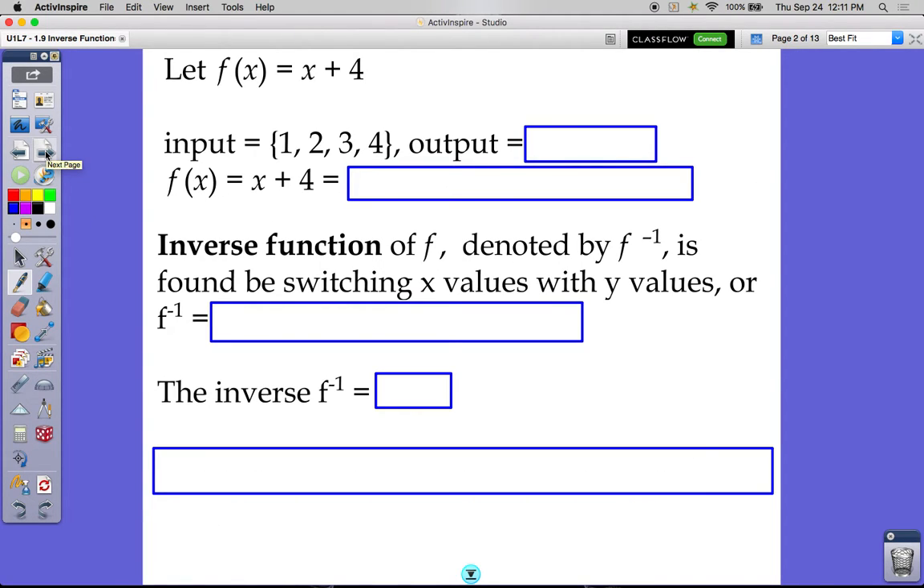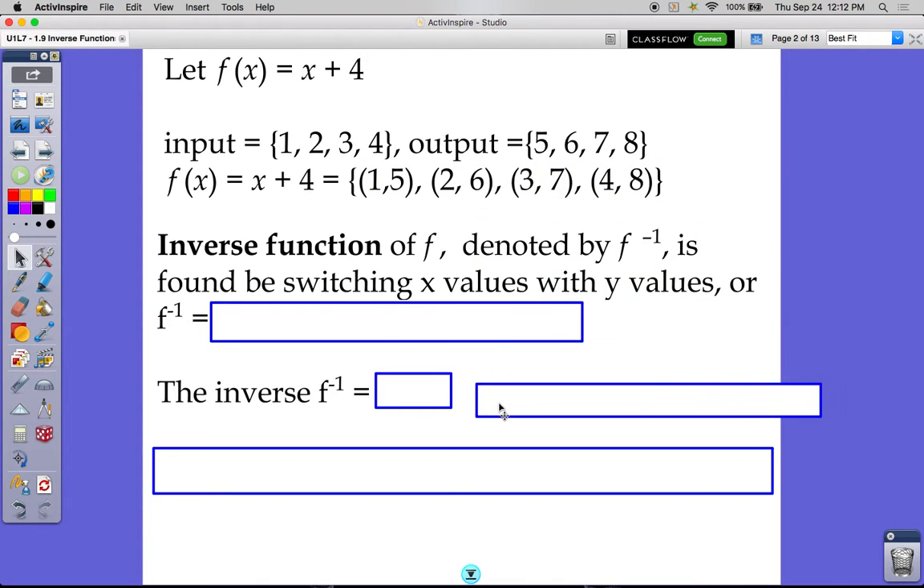First thing we want to take a look at is, let's say that f of x is equal to x plus 4. And let's say the input values we are given are 1, 2, 3, and 4. Keep it simple. What output values do we get in return? Well, 1 plus 4, 2 plus 4, 3 plus 4, and 4 plus 4. That is, f of x equals x plus 4 gives those ordered pairs according to the given input values of 1, 2, 3, 4.